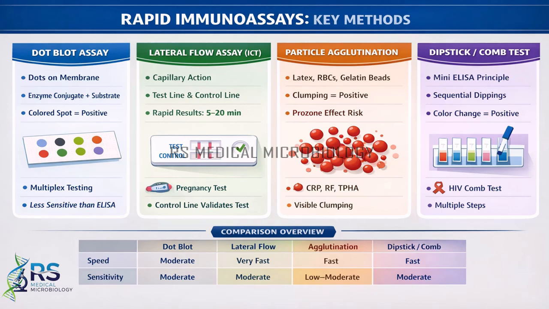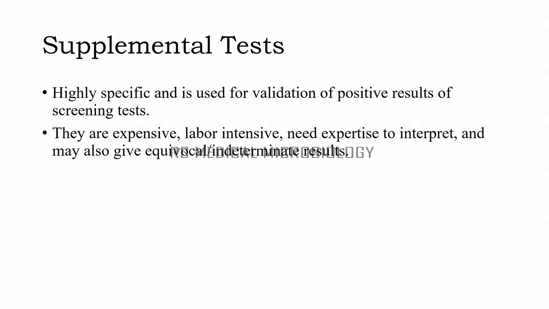A quick review of the different types of rapid immunoassays. You have the dot blot assays, where you have a membrane on which the enzyme conjugate and substrate are present, and the colored areas will be the positive test. Then you have the lateral flow assays, particle recognition test, and dipstick or Coombs test. All these are being used for HIV diagnosis as well. You have the supplemental tests which are specific, and whenever you get a positive screening test, you can use the supplemental test to decide your final diagnosis.